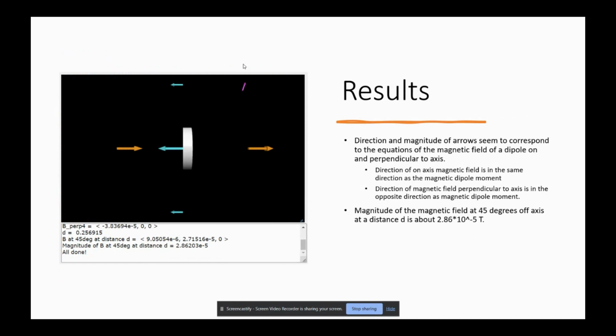The direction and magnitude of arrows seem to correspond to the equations of the magnetic field of a dipole on and perpendicular to axis. The orange ones represent the on-axis magnetic fields, and they're in the same direction as the dipole moment. The cyan ones represent the magnetic field perpendicular to axis, and it's in the opposite direction of the dipole moment. And the pink one represents the magnetic field 45 degrees off axis at a distance d. The magnitude of this was about 2.86 times 10 to the -5 teslas.